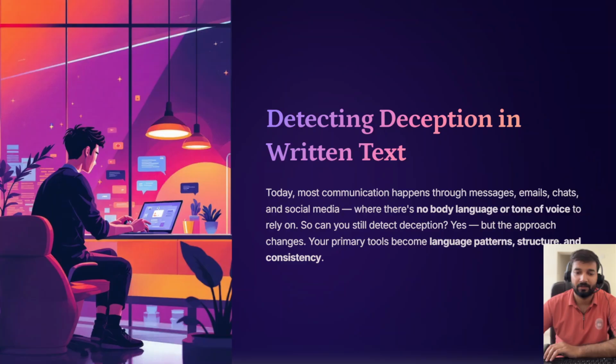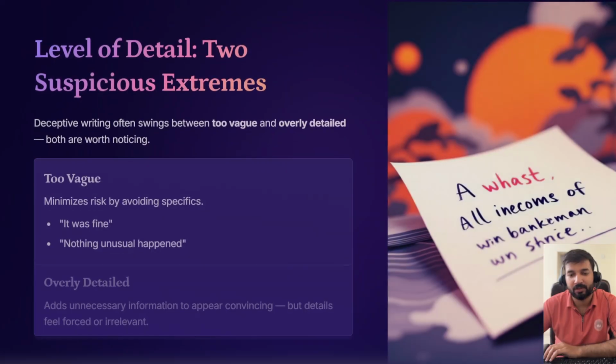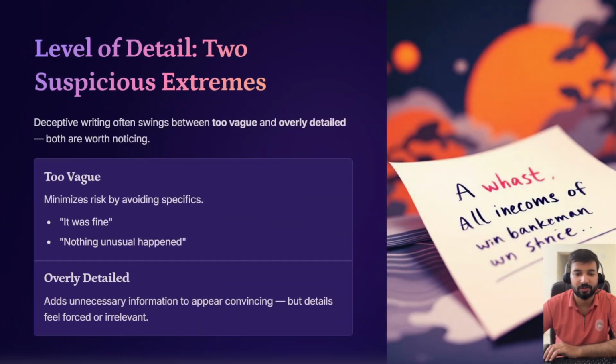Let's start with level of detail. Just like in spoken communication, deceptive writing often falls into two extremes: too vague or overly detailed. A person might avoid specifics to reduce risk, using phrases like, "it was fine," "nothing unusual happened," or they may go in the opposite direction, adding unnecessary details to sound convincing. But those details often feel slightly forced or irrelevant.